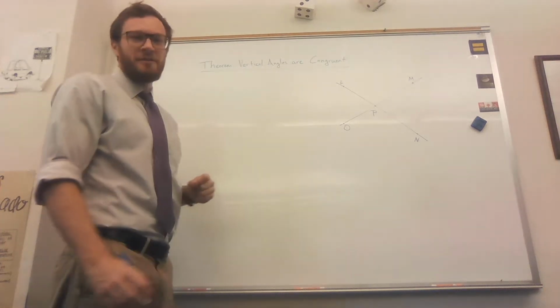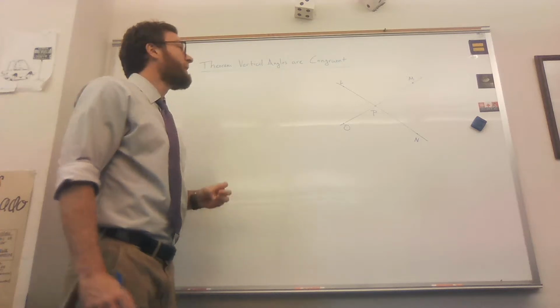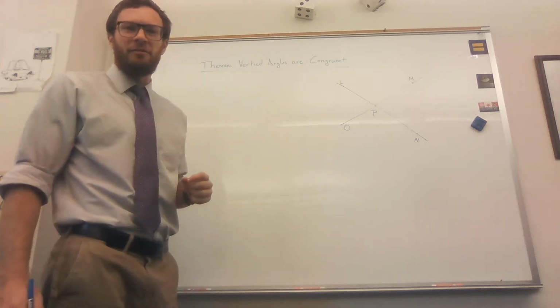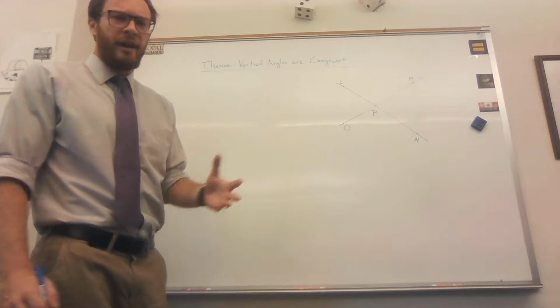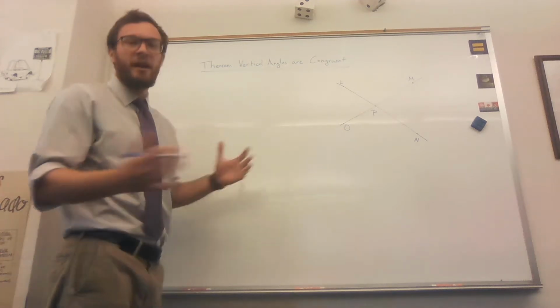Let's take a look at our very first theorem in honors geometry for the year. So this is a problem from your textbook. It asks you to prove that a pair of vertical angles are congruent. So how do we go about proving this beyond a shadow of a doubt?